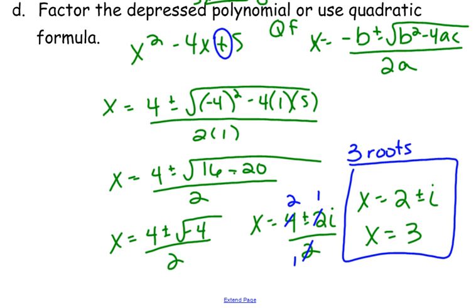We actually do have 3 because 2 plus i is one root, and 2 minus i is one root. So if you wrote them separately, you could. We do prefer you to put them together just to save you some space.